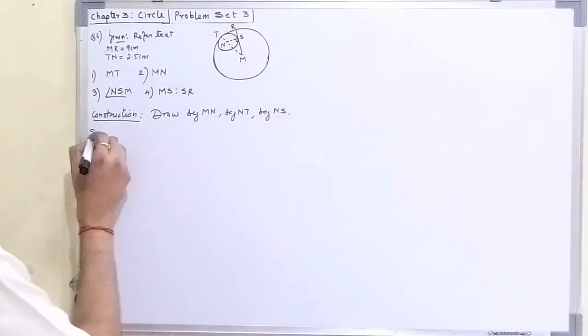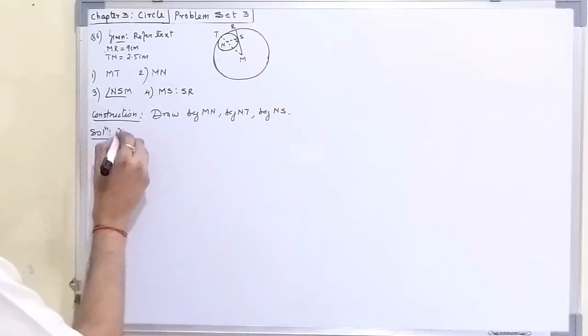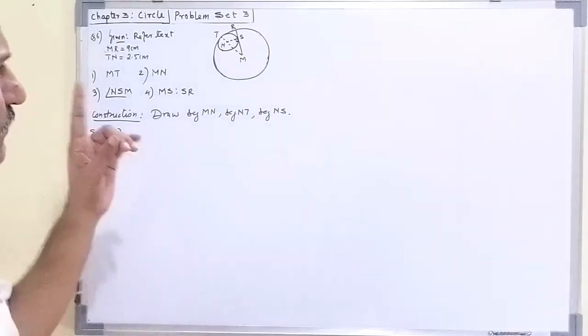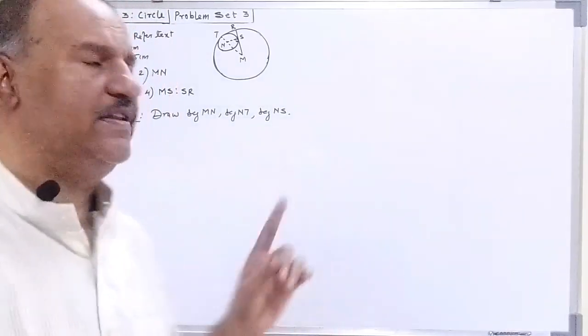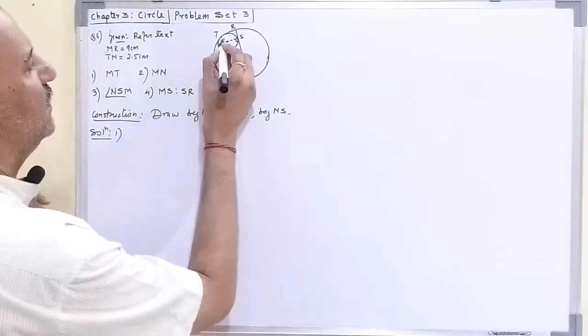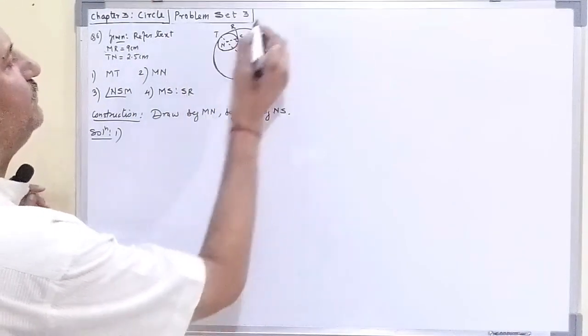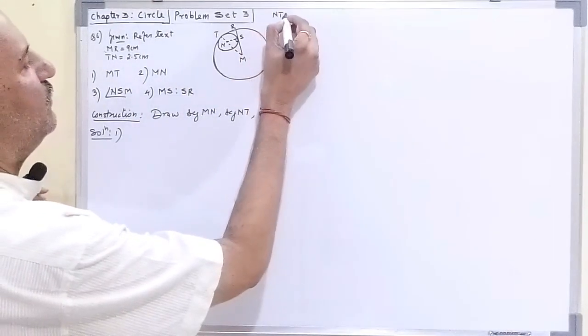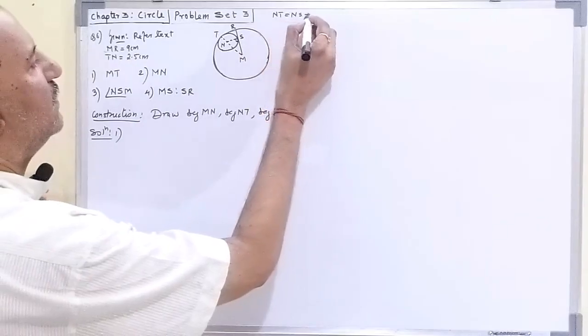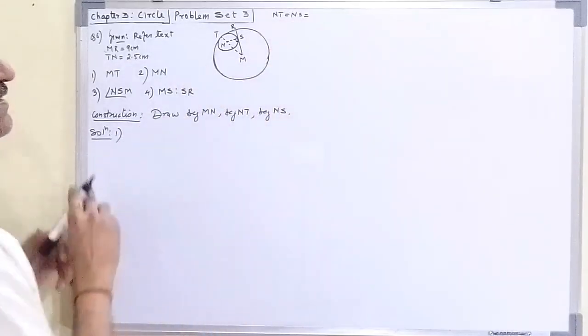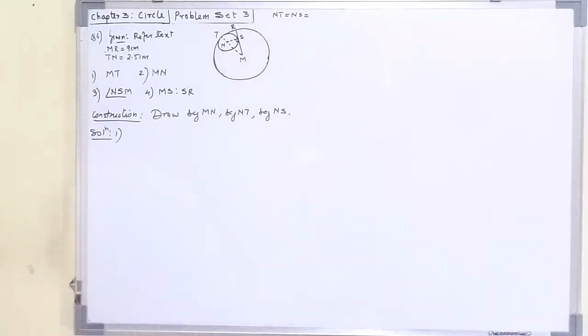Now we start with the solution. NT and T, देखो ये NT जो है ना, N is the center of the circle, so ये NT will be equal to NS. थोड़ा बड़ा फिगर निकालें, बड़ा फिगर निकालेंगे तो समझेगा.